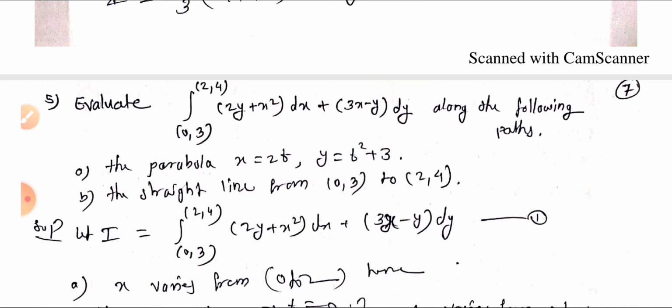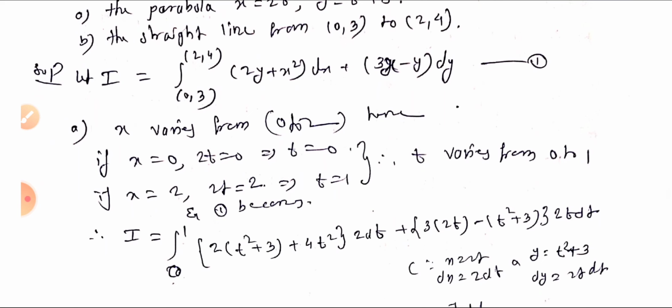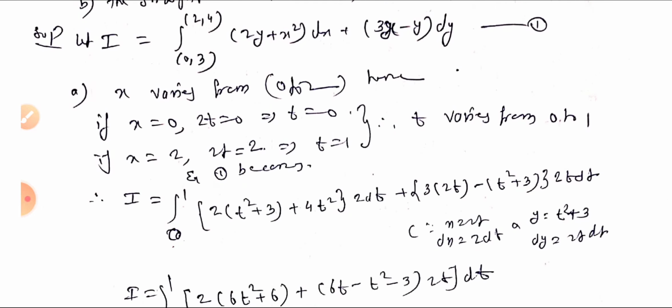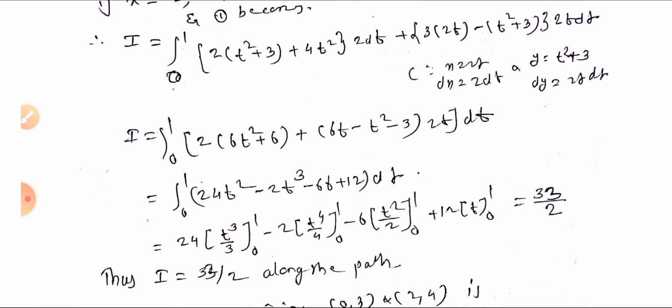Now the first one is the parabola. Here x varies from 0 to 2. Whenever x equal to 0, t equal to 0, and if x equal to 2, t equal to 1, therefore t varies from 0 to 1. So we take I equal to the integral from 0 to 1, substitute the x and y values, and integrating with respect to t, we get the value 33 by 2.